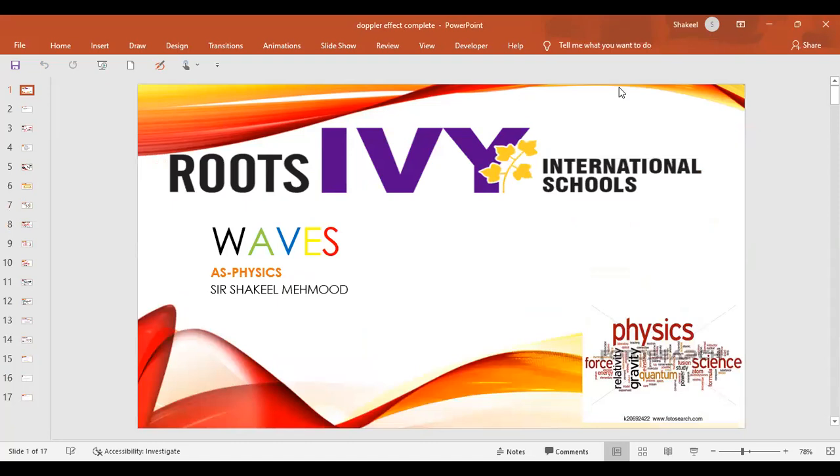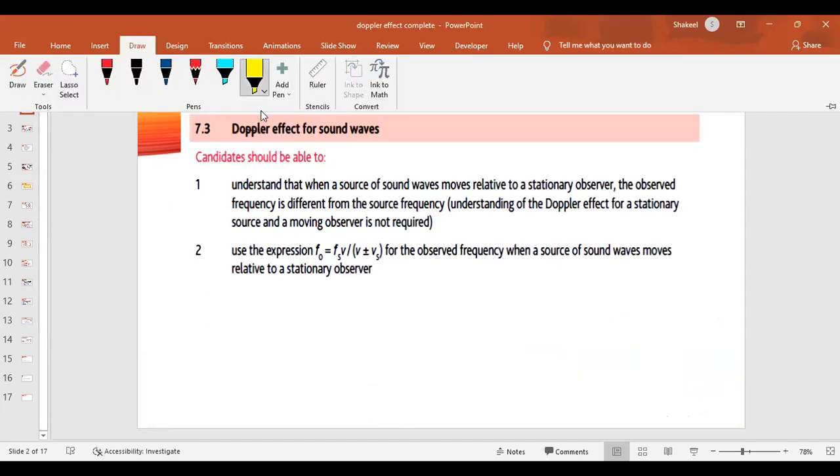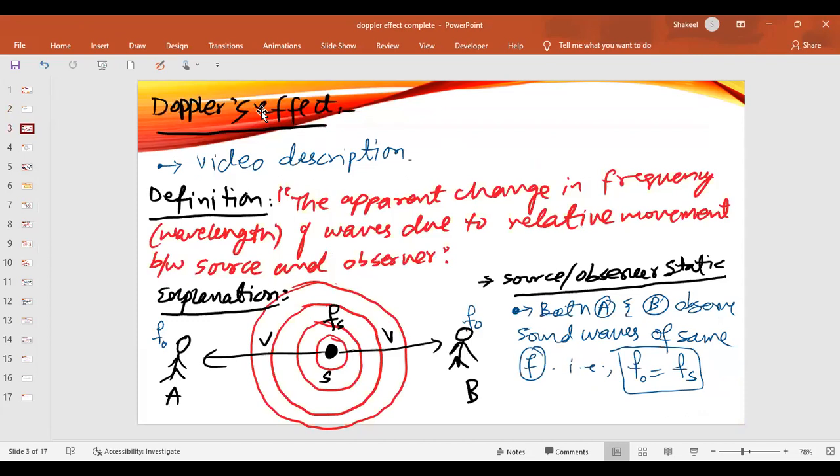Okay, so now what we have to do is go to the next topic of waves, and we will solve the questions at the end. So this topic is known as Doppler's effect, the Doppler effect of sound waves. This is a very interesting topic, the Doppler effect.